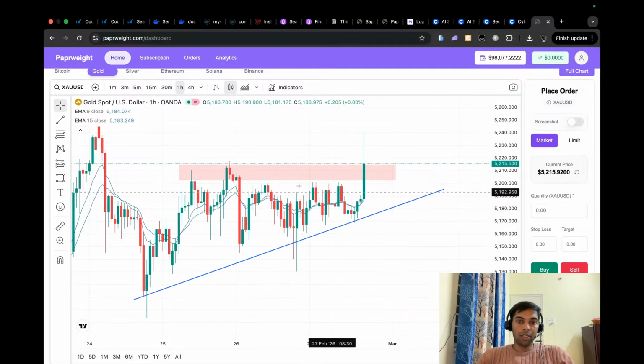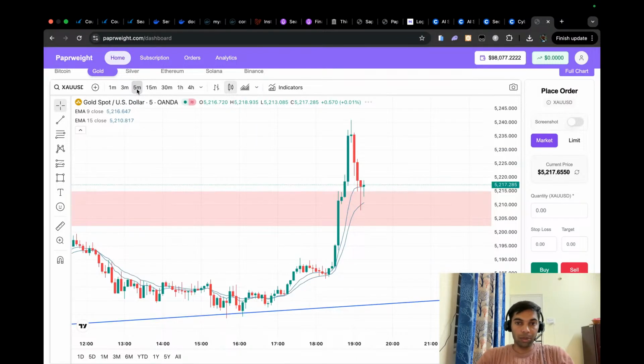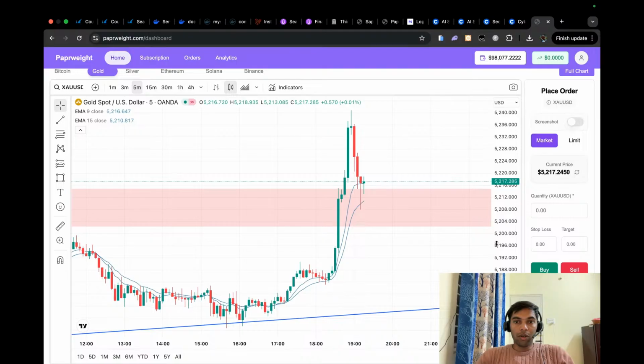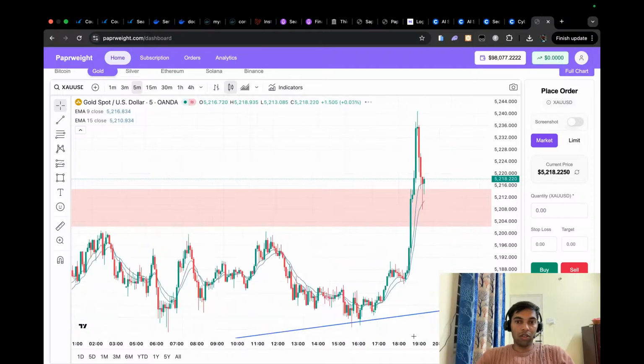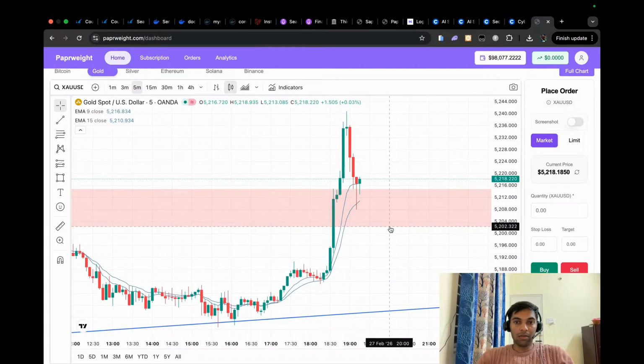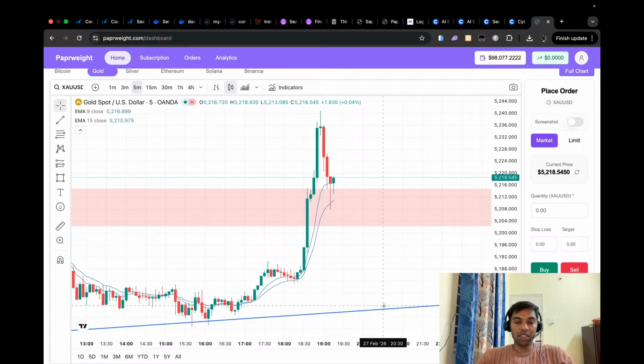So there are sellers present at this place, and as you can see, this is the breakout. As soon as the market broke out, it trapped all the buyers, and now it is moving in the downward direction. So this can be treated as a false breakout as well. Let's see if this will not sustain, and if it has the potential to fall from this selling zone, then we can say the market will touch this again.